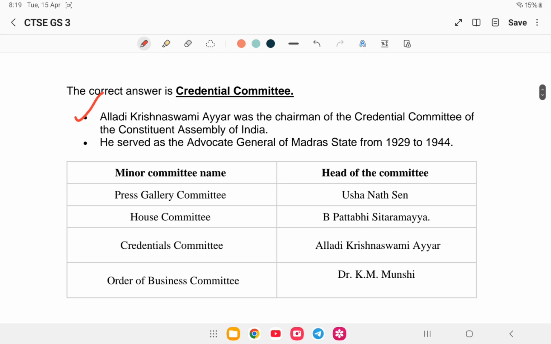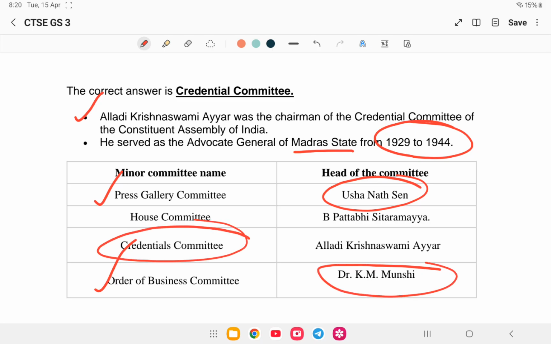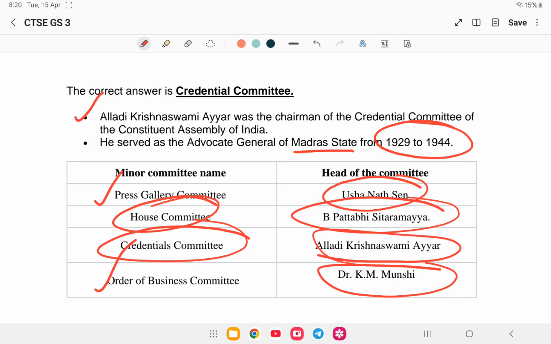Alladi Krishnaswamy Iyer was the chairman of the Credential Committee, and he was the Advocate General of Madras State from 1929 to 1944. The Press Gallery Committee was under Ushanath Sen, Order of Business under KM Munshi, Credential Committee under Alladi Krishnaswamy Iyer, and House Committee under Pattabhi Sitaramayya. So this is the answer.